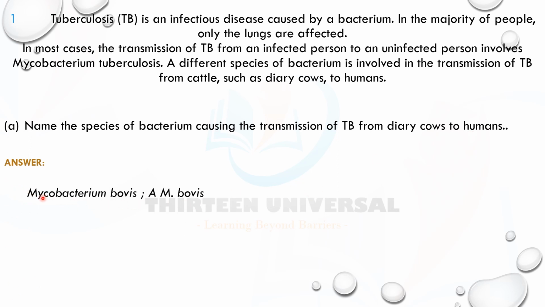The first word should start with a capital letter. That is the generic name. The second name is the specific name, the species name. So the species name should start with a lowercase letter. Then the mark scheme said accept M. bovis. It means accept M. bovis if you are not sure of Mycobacterium, because if you make errors, you can lose the mark. Just one mark.